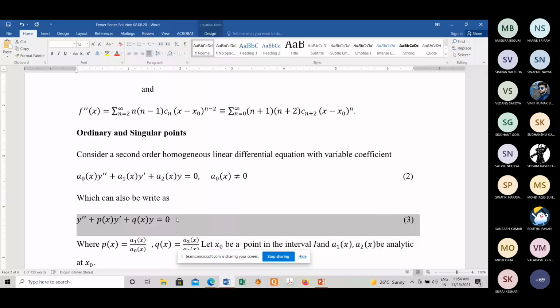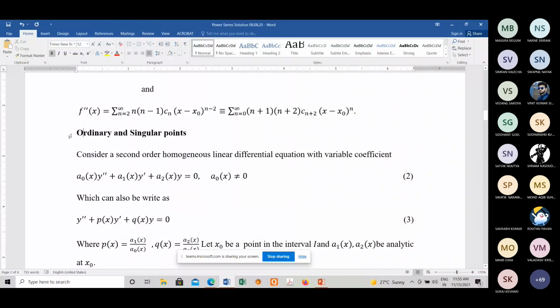Now the next point. If either p x or q x or both are not analytic at the point x equal to x naught, then that point x equal to x naught is said to be a singular point, because the topic is ordinary and singular points. So ordinary means p x and q x both should be analytic at x equal to x naught. If either p x or q x is not analytic at x equal to x naught, then that point is said to be a singular point. Is it okay?